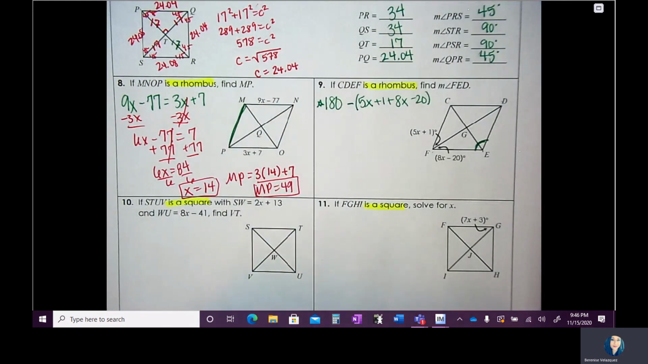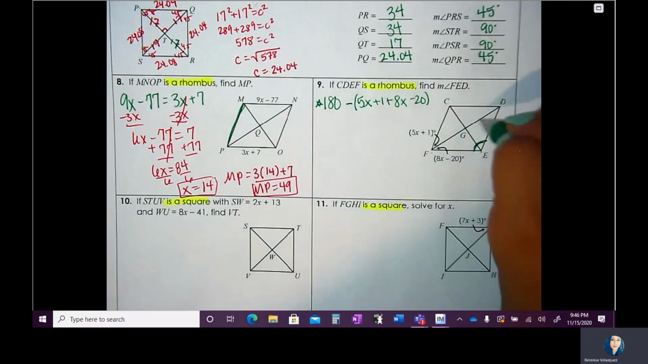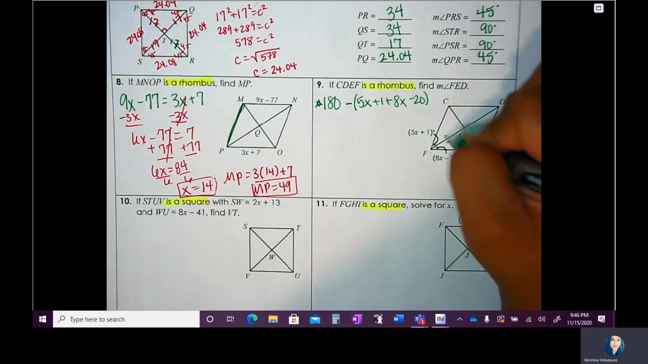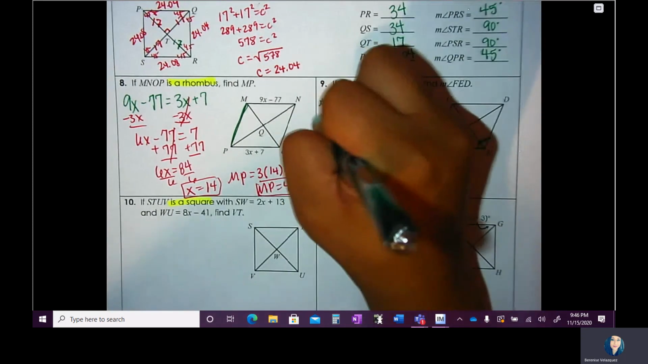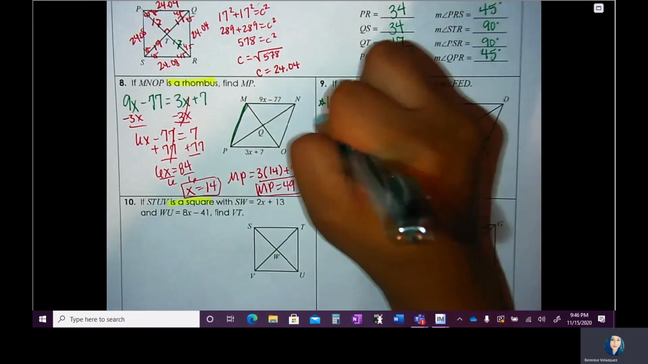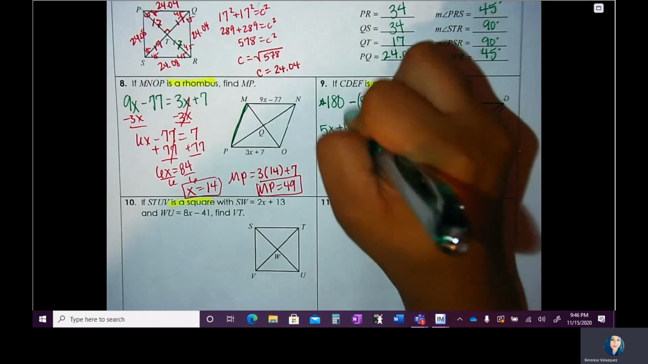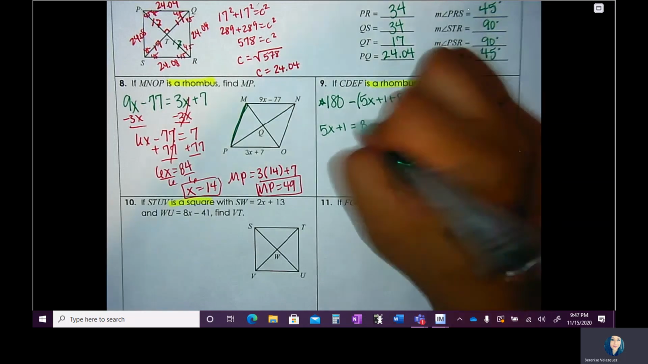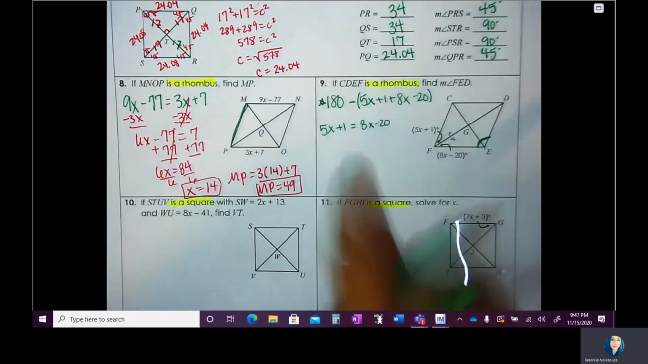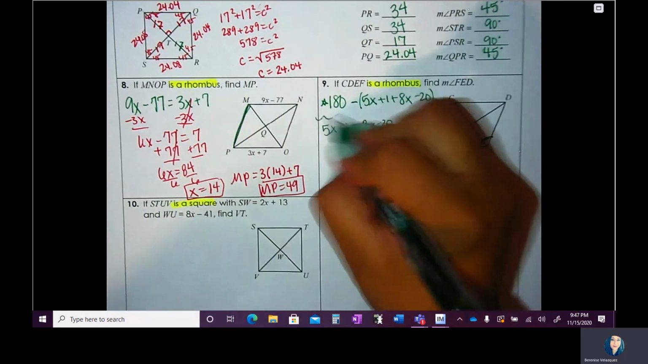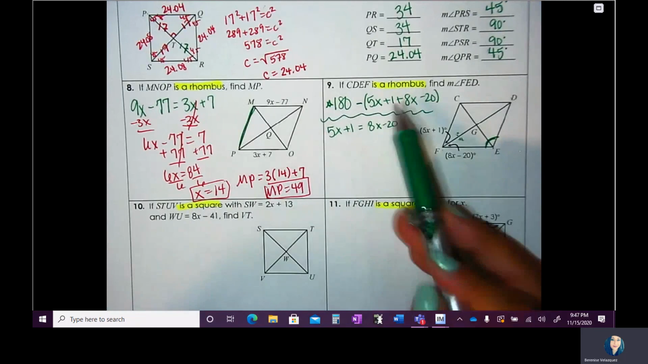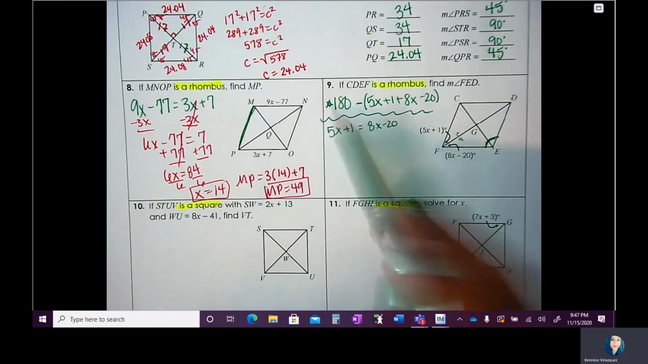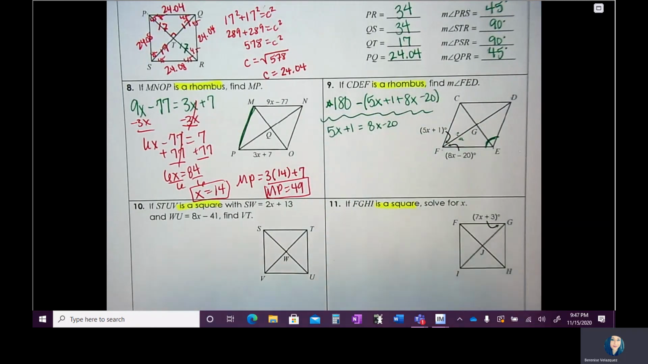Now, to plug it in, all you have to do is remember that in a rhombus, these two are the same. So just like we did on the one before, you're going to take your 5X plus 1 and set it equal to 8X minus 20. Once we have our X, I'm going to draw a line here. We can plug it in here, subtract it from 180, and we have our answer.